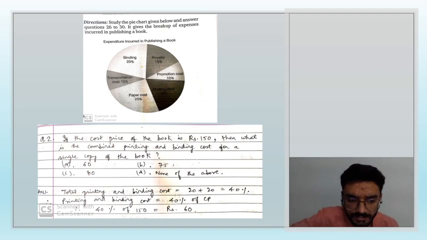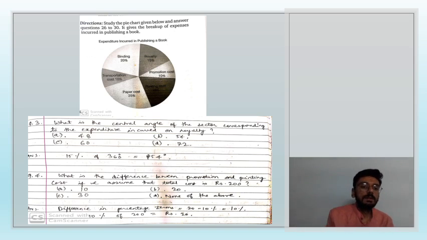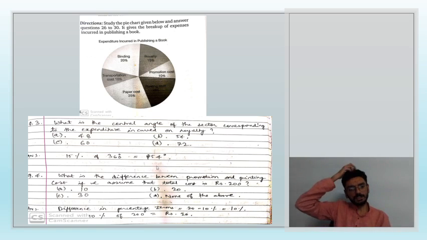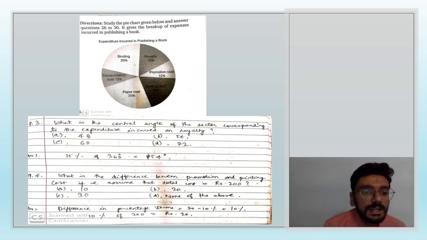I hope you are comfortable with the problems that we have solved till now. Let us move to the third problem. What is the central angle of the sector corresponding to the expenditure incurred on royalty? This type of problem we have already solved. Royalty is given as 15%. So 15% of 360 degrees comes out to be 54 degrees. The options were 48 degrees, 54 degrees, 60 degrees and 72 degrees. The answer is 54 degrees.